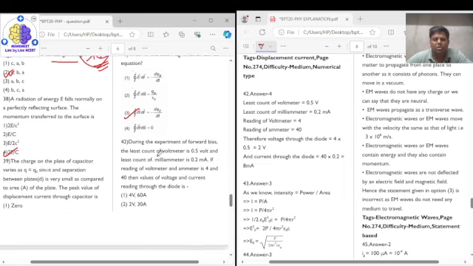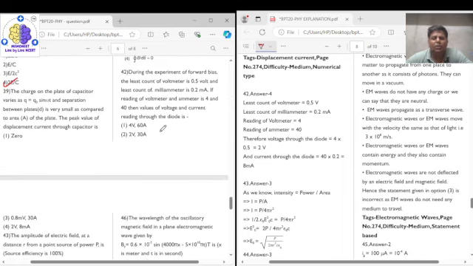Now coming to question number 42. During the experiment of forward bias, the least count of the voltmeter is 0.5 volt, and the least count of the milliammeter is 0.2 milliampere. If the reading of the voltmeter and the ammeter is 4 and 40, then the value of the voltage and the current through the diode is? See, the voltmeter is showing 4 divisions, so 4 into 0.5 volts will give you 2 volts.